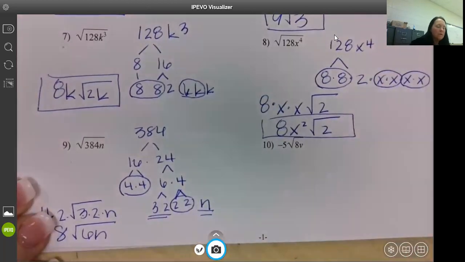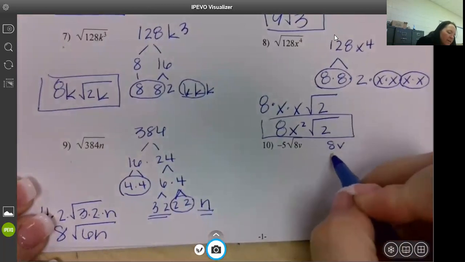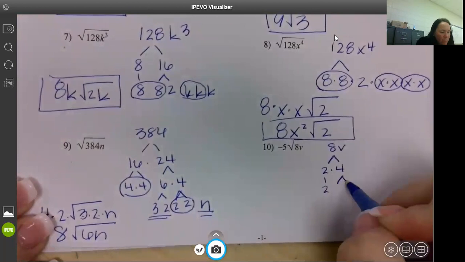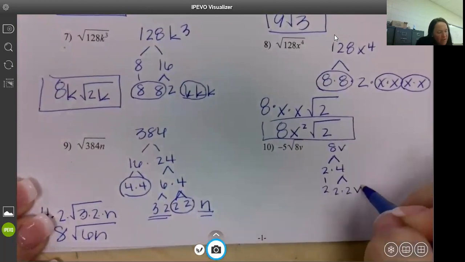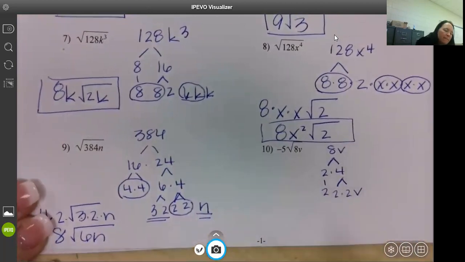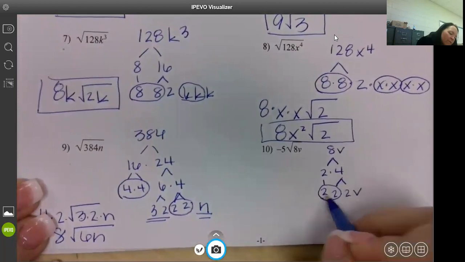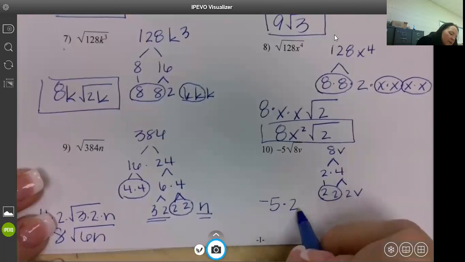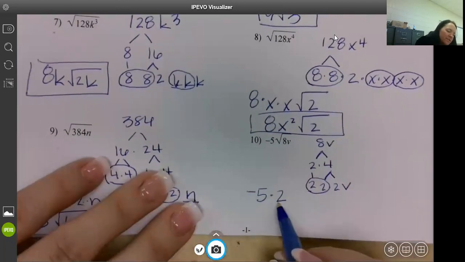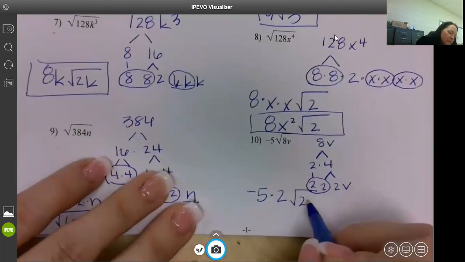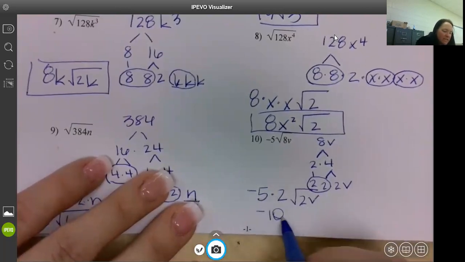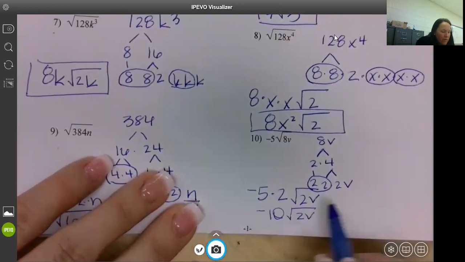One more. 8v. 8 breaks into 2 times 4. 2 doesn't break down. 4 breaks into 2 and 2, and we have a v. We have a pair of 2s. We had a -5 from right here. We circled a pair of 2s. We left a 2 and a v. -5 times 2 is -10, square root 2v.